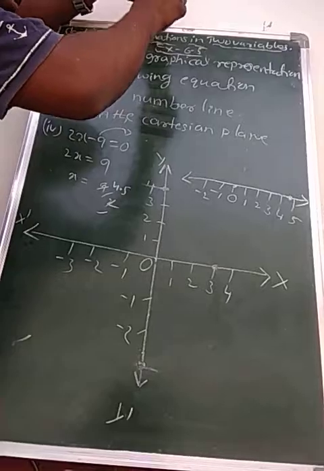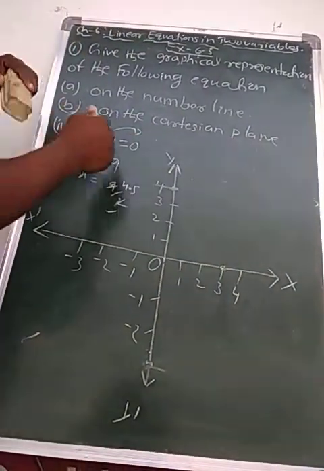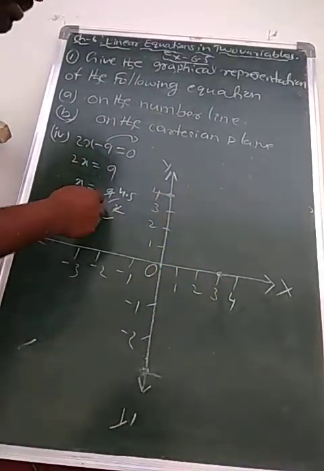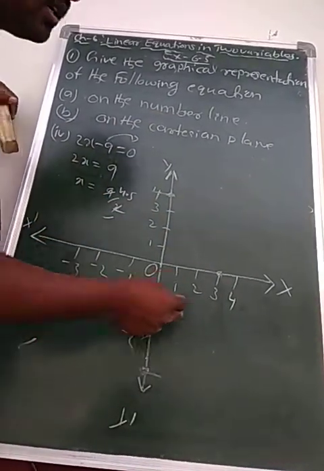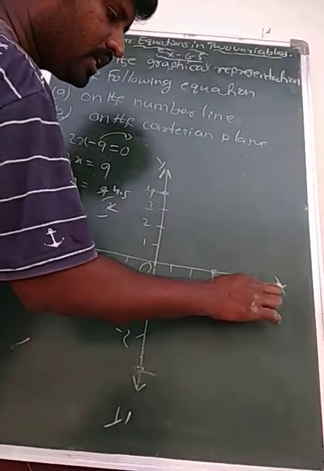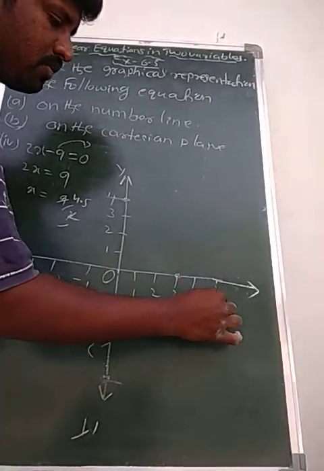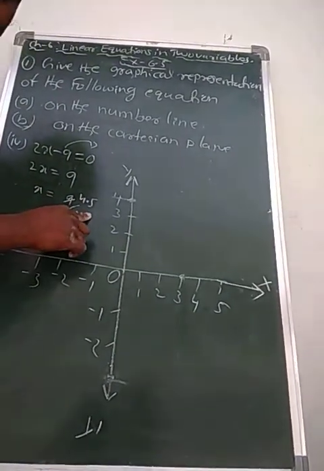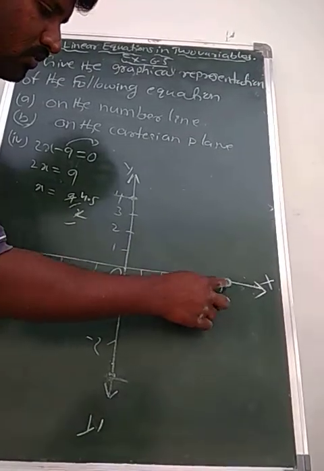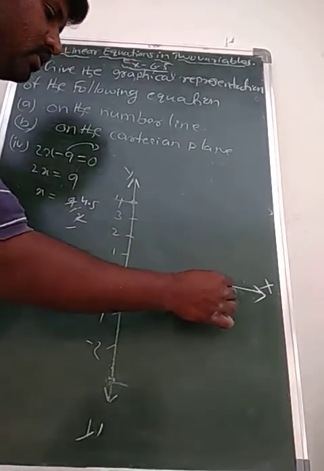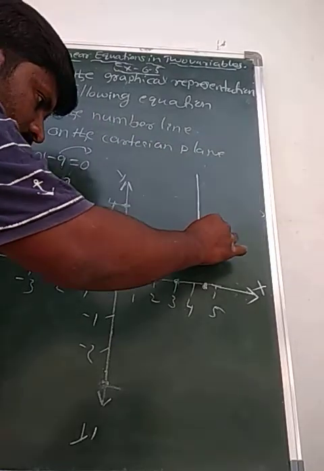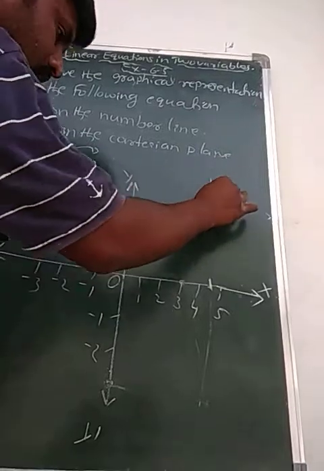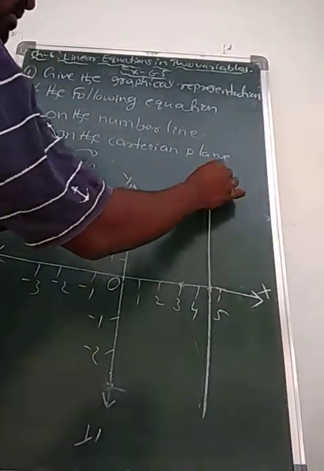But on the Cartesian plane, how do we represent x is equal to 4.5? You take 5 here, then x value 4.5 lies in between 4 and 5 here. You just draw a line through this point.